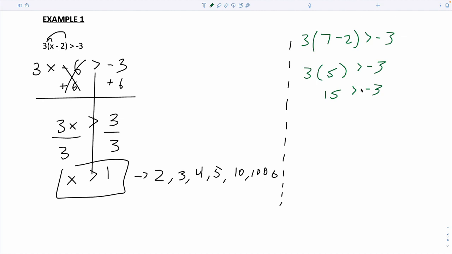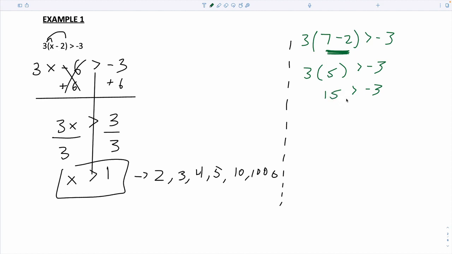Wyatt. Here's why. If you have numbers in parentheses, you can simplify that because they're like terms. So 7 minus 2 is 5. If you don't have numbers, like a variable and a number, you would have to distribute. Correct, yeah.